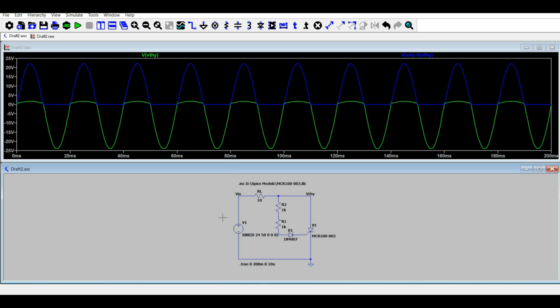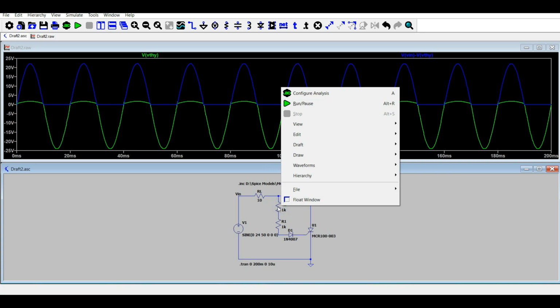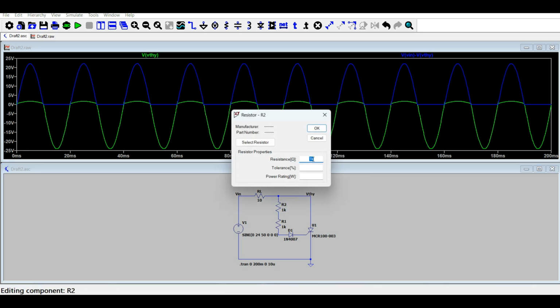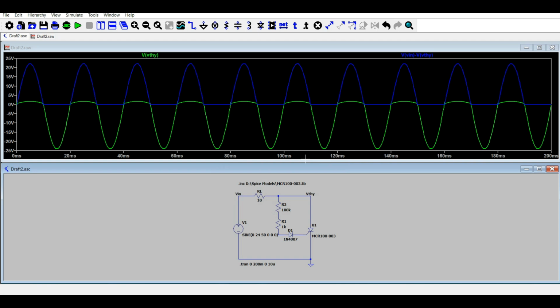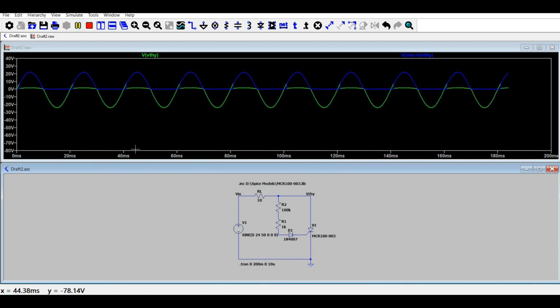Okay, so here you can see that for this specific variable resistance value of 1 kilo ohm, the complete positive half cycle is appearing at the output, and the complete negative half cycle is appearing across the thyristor. Now let's change this value to, let's suppose, 100k, and run the simulation again.